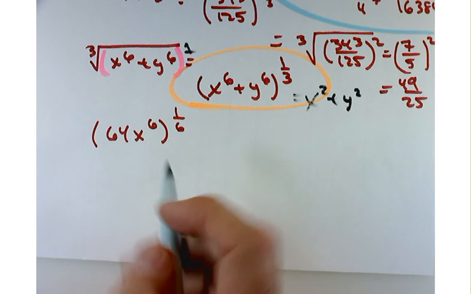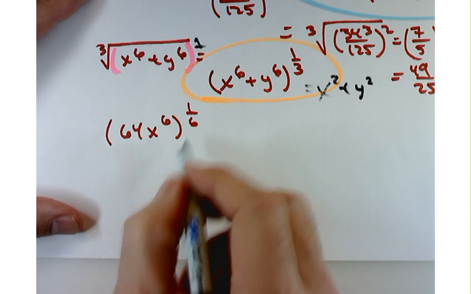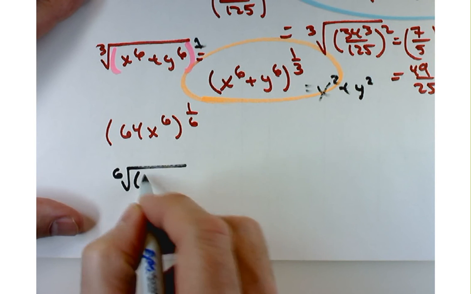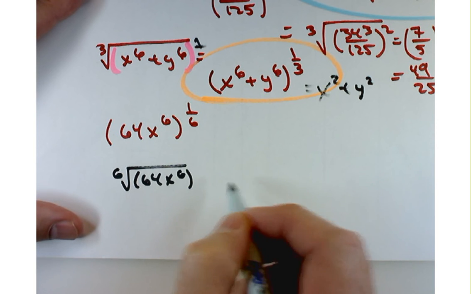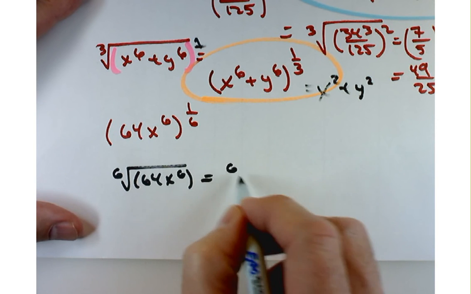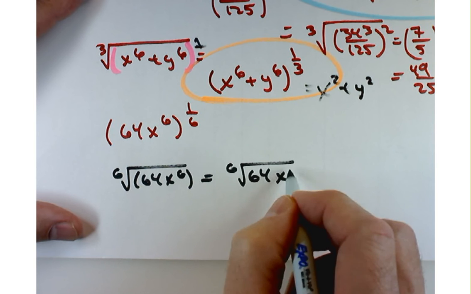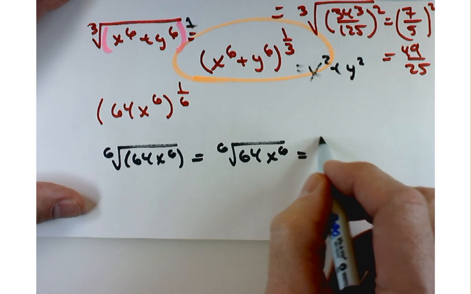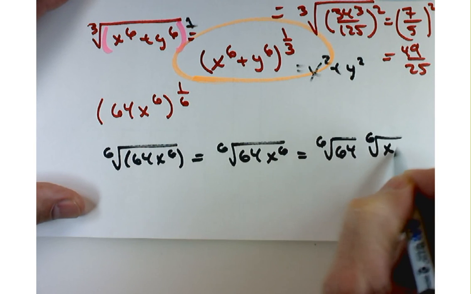So let's look back at this one. There's an important reminder here. I can rewrite this as the 6th root of 64x to the 6th raised to the first power. I really don't need that raised to the first power, so it's just the 6th root of 64x to the 6th. I'm going to split this up as the 6th root of 64 and the 6th root of x to the 6th.